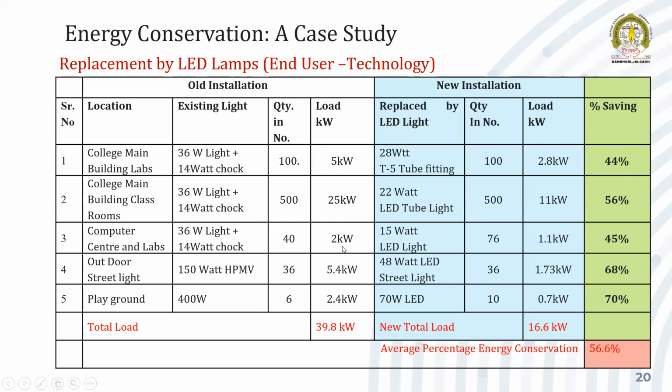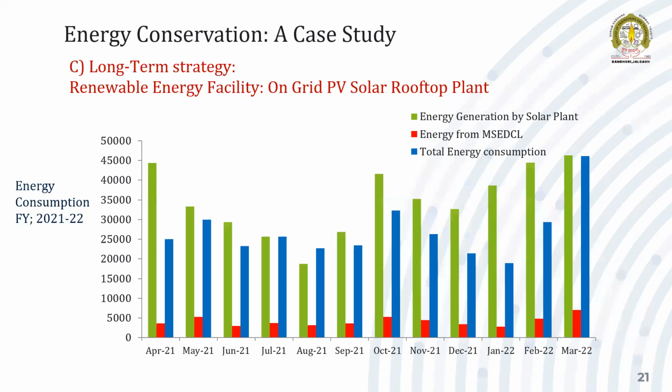Similarly, here we have used only 15 watt instead of 40 watt tube lights. The outdoor street light is replaced by 48 watt lamps, and in the playground, the 400 watt lamp is replaced by 70 and 100 watt lamps. So it is found that the average percentage of energy conservation is 56%. So this is the second way.